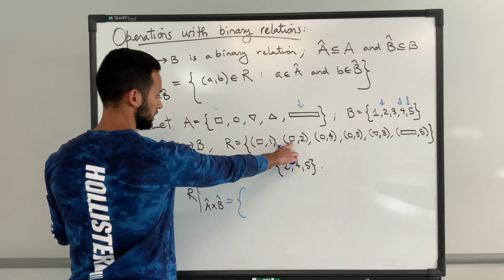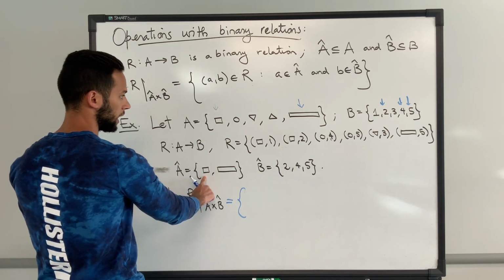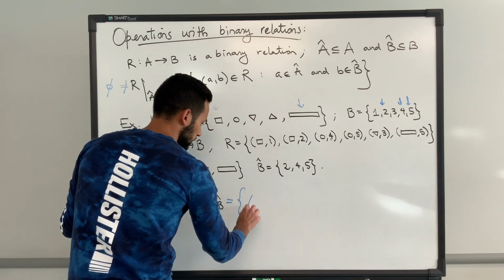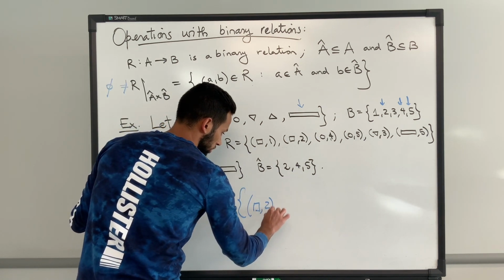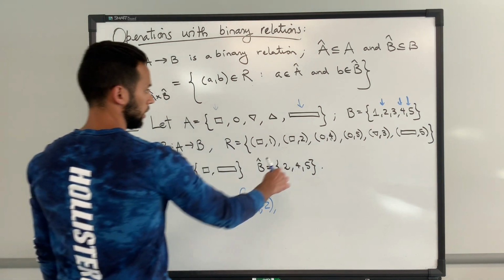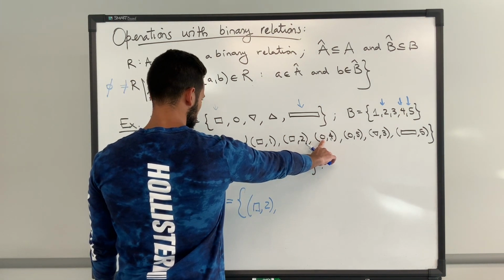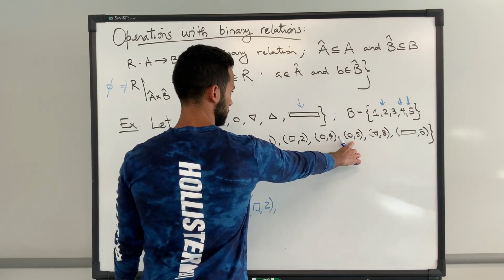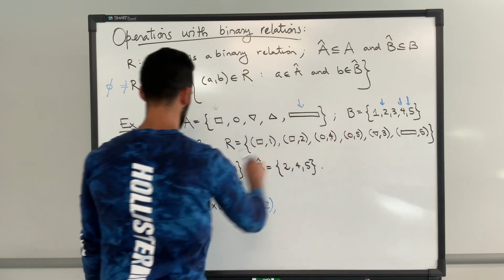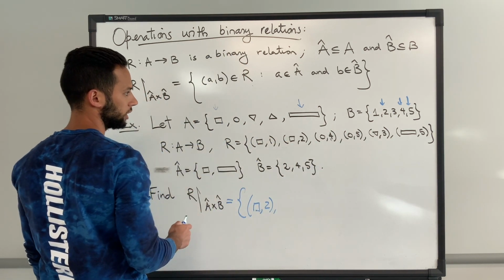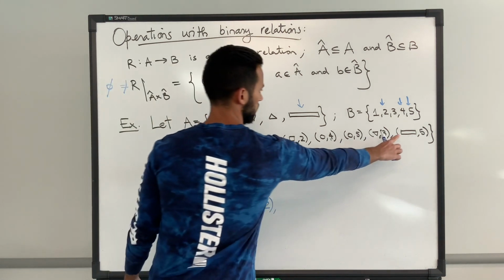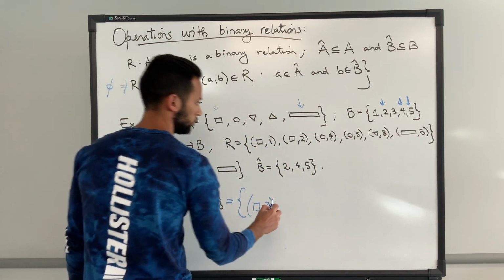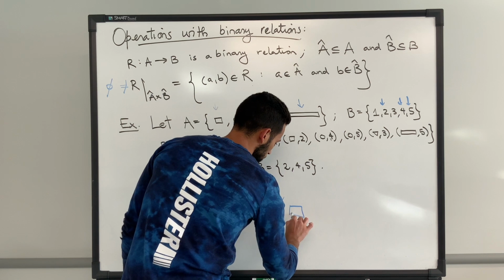Let's check the second one. The first component is included in A hat, and the second component is included in B hat. So that pair belongs to the restriction. The third pair, the first component is not in A hat, so automatically we can discard that one. Same for this pair. Let's check this one now. Well, the triangle is not included here, so it cannot be in the restriction. And the last one, the first component is in A hat, and the second component is in B hat, so therefore it also has to be in the restriction.